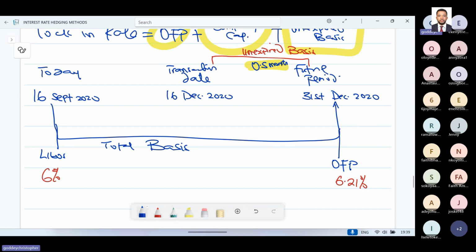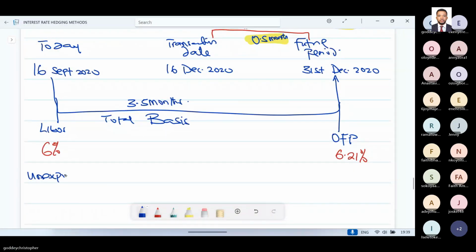How many months would that be, our total basis? 3.5 months. So our unexpired basis, 0.5 months, from 16th of September to 31st of December. How many months? 16th of September to 16th October, 1. 16th October to 16th November, 2. 16th November to 16th December, 3. 16th December to 31st December, 0.5. I dey count my finger.